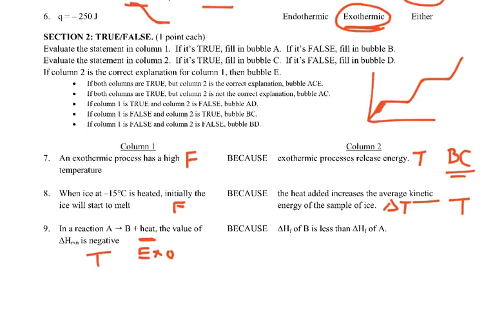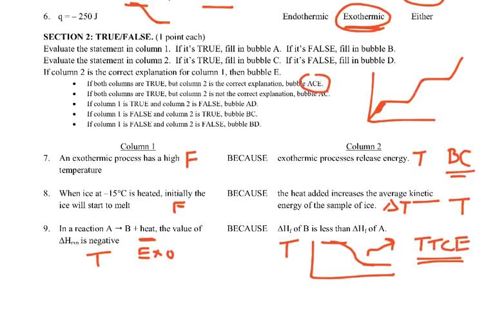Because delta H of B is less than the delta H formation of A. We were saying that the delta H of formation is a way of talking about the energy of the reactants and the products, if we made them from their elements. So the delta H of B, turning A into B, is less. So B is low, A is high, downhill, energy given off. That is all true. So this is also true, and it does explain. So I would call this TTCE, or in this number I'd say it's ACE. So true, true, and it is a correct explanation.